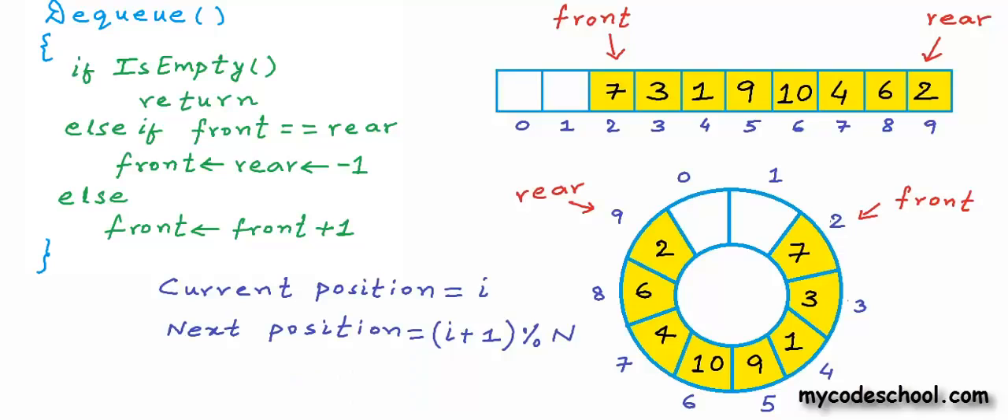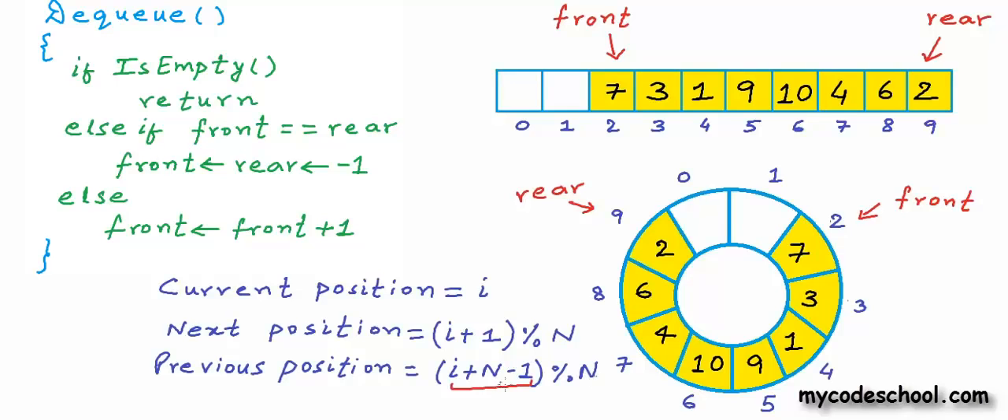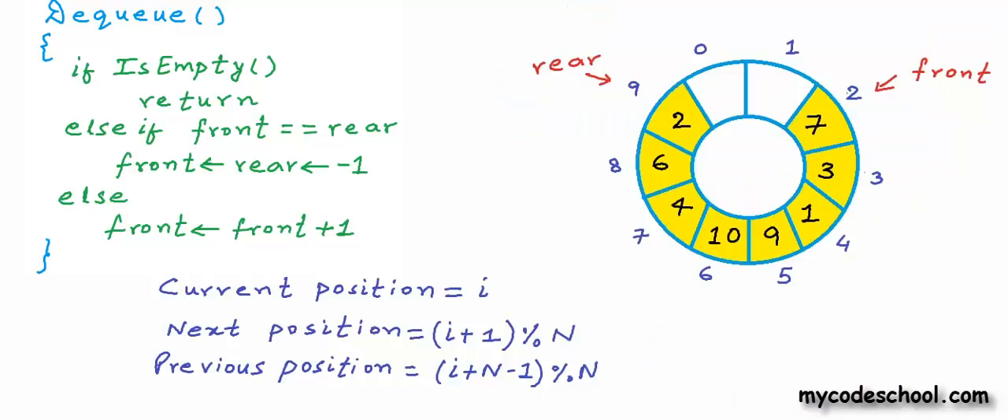The previous position in circular interpretation of an array will be (I plus n minus 1) modulo n. We could simply say (I minus 1) modulo n, but I'm adding n here to make sure the expression inside the parenthesis is always positive. Give this some thought. You should be able to get why it should be (I plus n minus 1) modulo n. Now with this interpretation of the array, we can increment rear in an enqueue operation as long as there is any unused cell in the array.